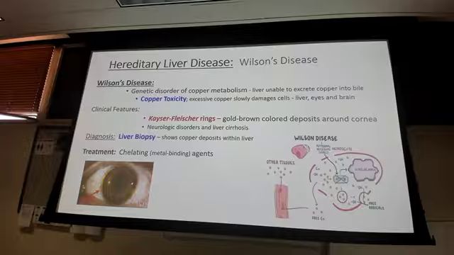The way we're going to find this is by doing a liver biopsy. That's the best way to do it. You take a biopsy of the liver and you can see these copper deposits. We treat these, though, we can't just do phlebotomy for these guys. We have to actually treat them with metal binding agents, chelating agents.